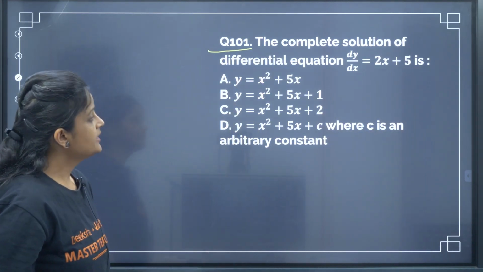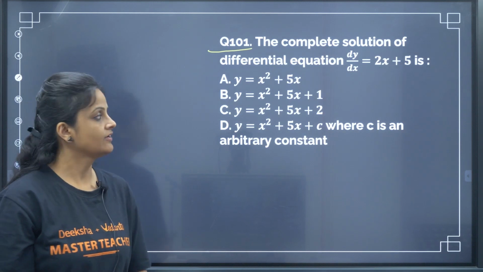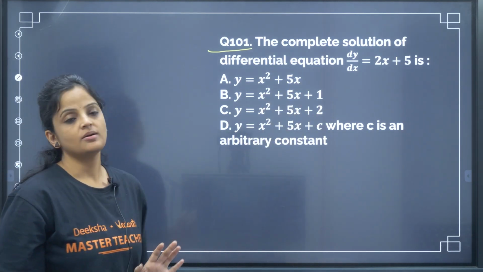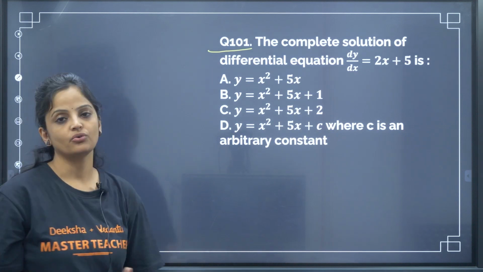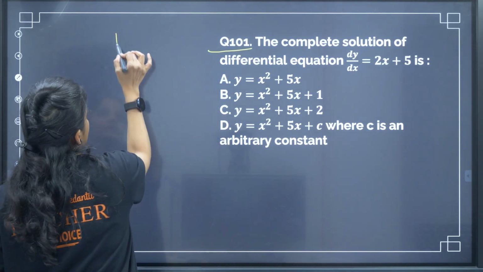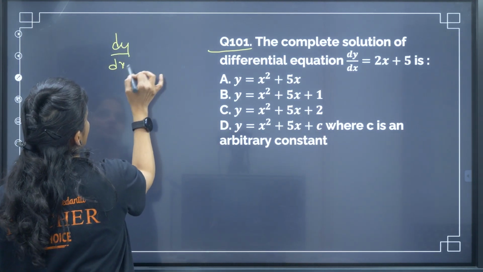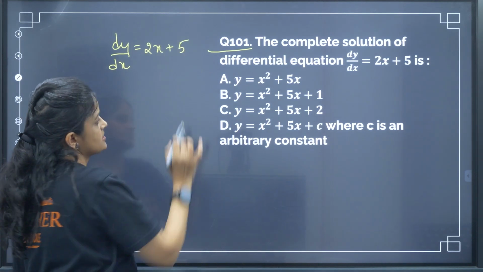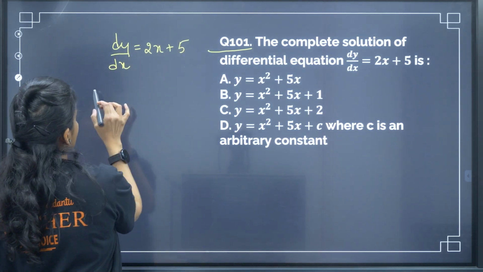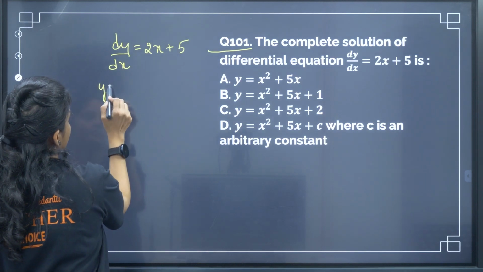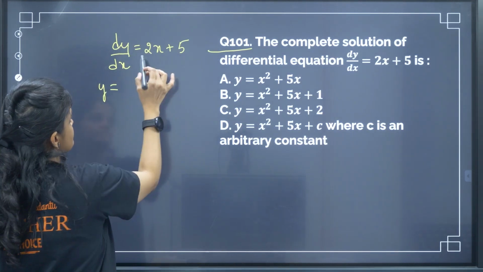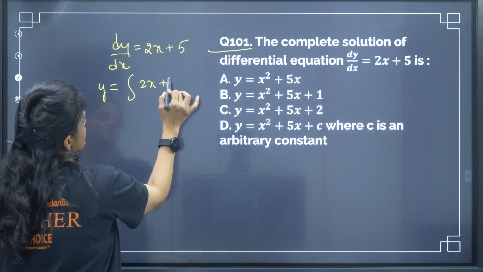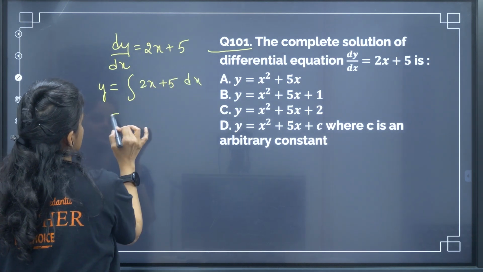101. The complete solution of the differential equation dy by dx is equal to 2x plus 5. What is the complete solution out of these 4 options? Dy by dx, you are finding the solution. That means I can integrate this, correct? So if I integrate this, I'll get y. If I integrate this side, I have 2x plus 5 dx, isn't it?